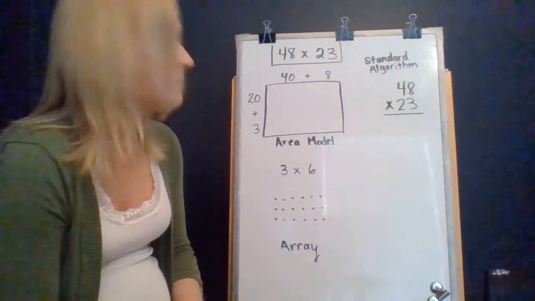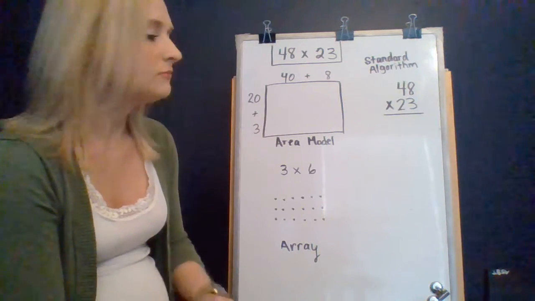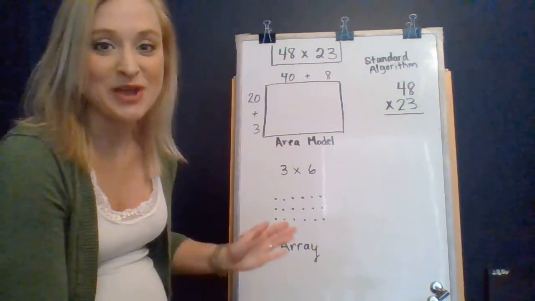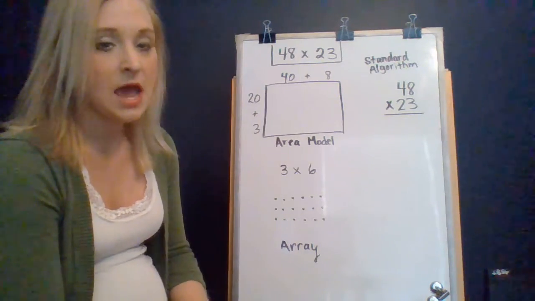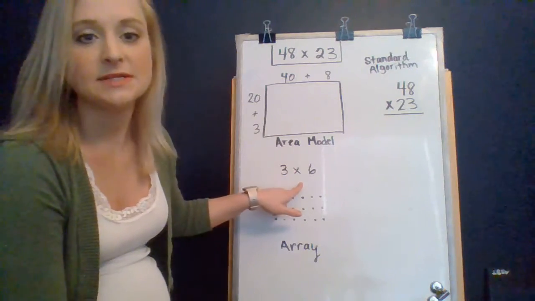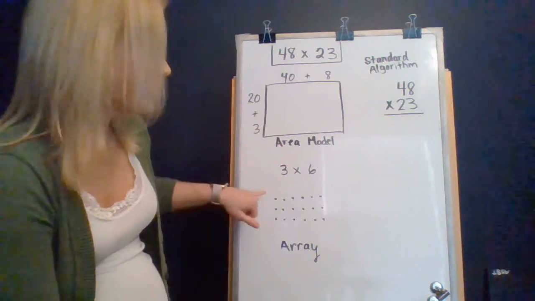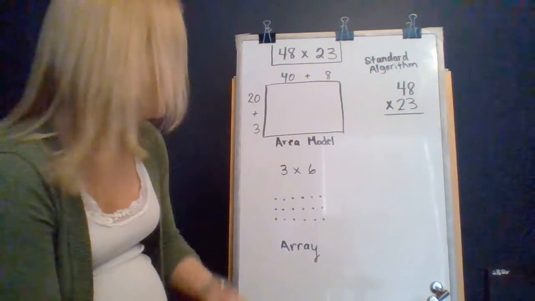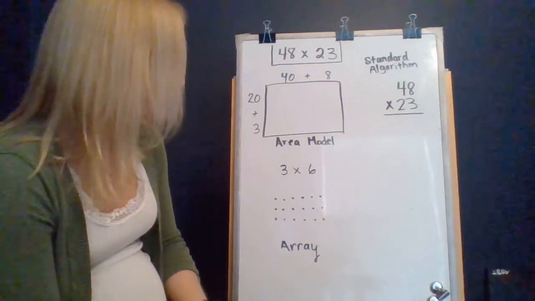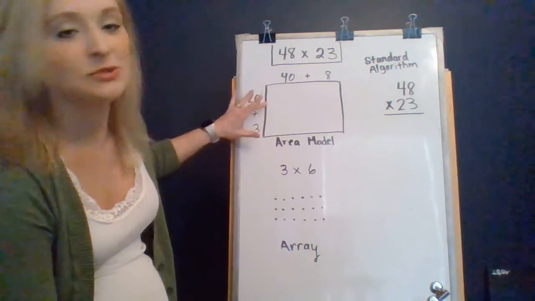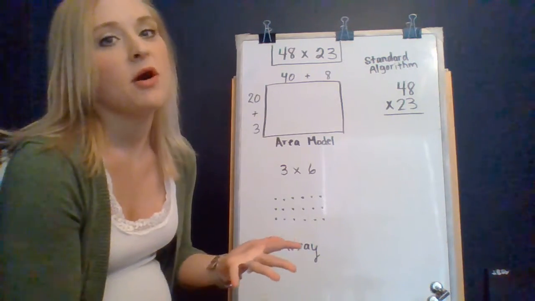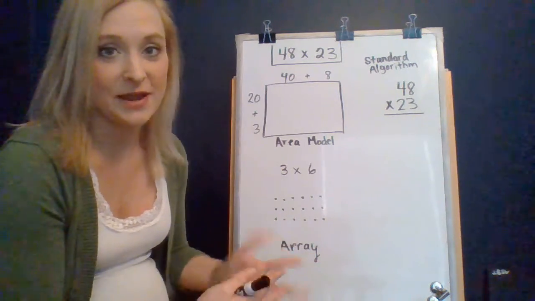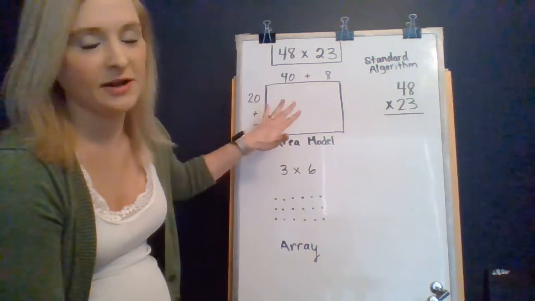In third grade and even late second grade, students start to learn about arrays. And so arrays are in the shape of a rectangle, as you can see. And I have the problem 3 times 6 written here. And so I have 3 rows and 6 dots in each row, which represents the 6 columns. So if you take a look at that, it looks very similar to the area model. The area model comes from the geometry shape, a rectangle. And so that's why we call it the area model.